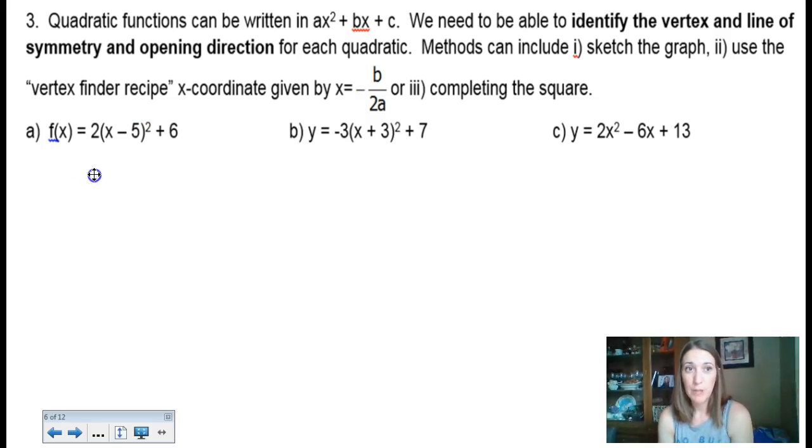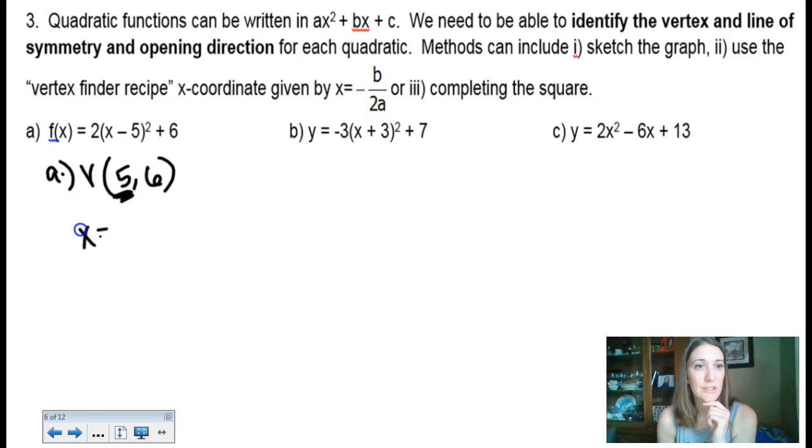The first problem I'm looking at is in vertex form. So I can just go ahead and tell you what the vertex is. It's at 5, 6. And then the next question is the line of symmetry. The line of symmetry is sometimes called the axis of symmetry. Remember, it's the vertical line that goes through the vertex. So whatever the x value of the vertex is, that is the axis of symmetry. So for us, it's x equals 5. And whether it's opening up or down is dependent on the a value. This is a positive a value, so it's going to open up. So I already knew all of those things without doing anything on the graphing calculator.